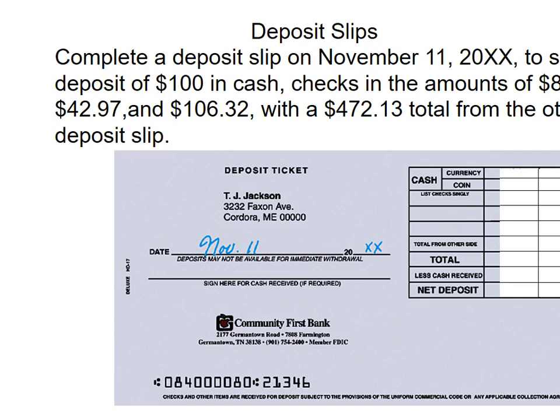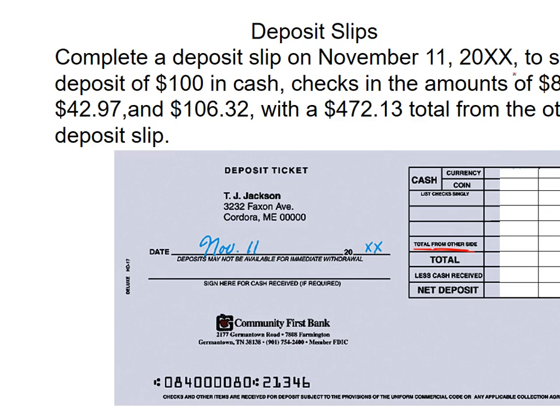Okay, deposit slips. So I showed you an example from Bank of America. Here's another example of what you might see. So up here is where you put all of your cash. Here's where you list all your checks. And then right here it says total from the other side, because sometimes you'll be cashing more than 3 checks. So on the back of this deposit slip will be another spot to list more checks if you can't fit them here.